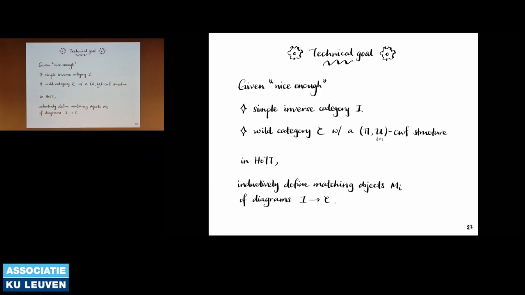we additionally ask for a CWF structure on the wild category, which has pi types, and let's call it a universe. But when I say universe here, I don't mean a universe with a decode function, but I do have an El, but it doesn't classify types, basically. So it's not an object classifier, but it's just a source of types. So given these two things, which we can define in HoTT, we want to define diagrams from I to C, and we do it by, well, this involves constructing matching objects of these diagrams.